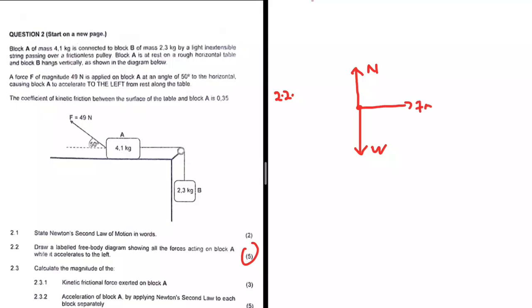A and B are connected by a light inextensible string, so we have the tension force. And then a force F of magnitude 49 newtons is applied on block A. So there we go, our force F of magnitude 49 newtons. This is the force applied. Let's take a look: 1, 2, 3, 4, 5. 5 marks, 5 forces. I think we are good to go. Let's go ahead and do 2.3.